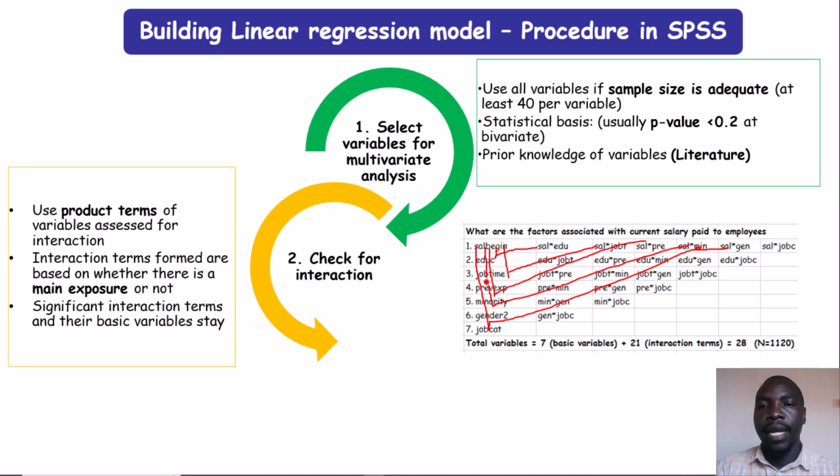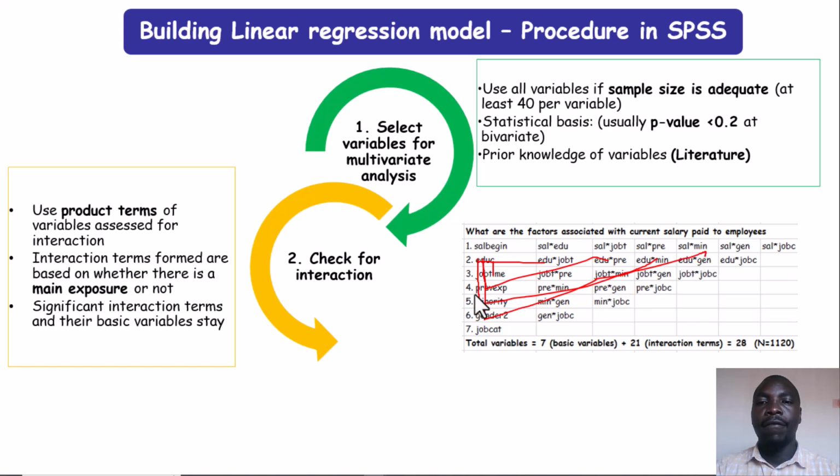Goes here. Then lastly, that variable with job cut, and it is the last one here. We do the same thing to form interaction terms with education and this one here, job time, then education with previous experience, it is here, education with the minority, it is here, education with gender, it is here. We do that for all.